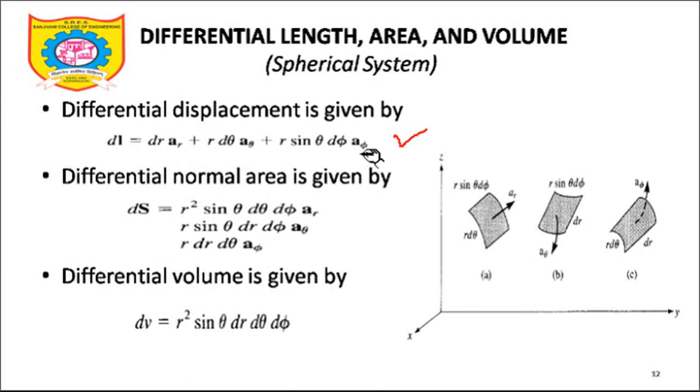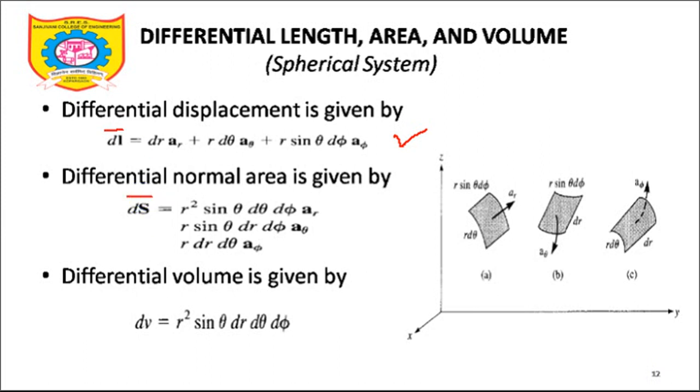So it is very easy for you to write down these ds bar and dv equations without even remembering the diagram. If you just remember the dl bar equation, it's more than sufficient for you to understand how to write the equations for length, surface and volume. Length is a vector, surface is a vector, but volume is a scalar entity.